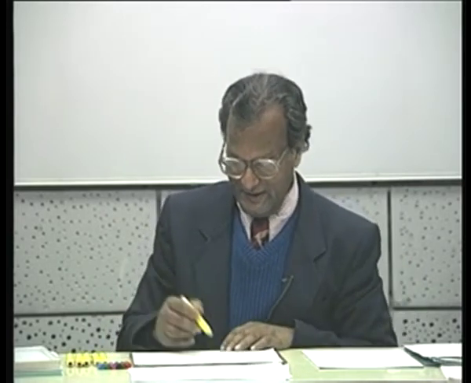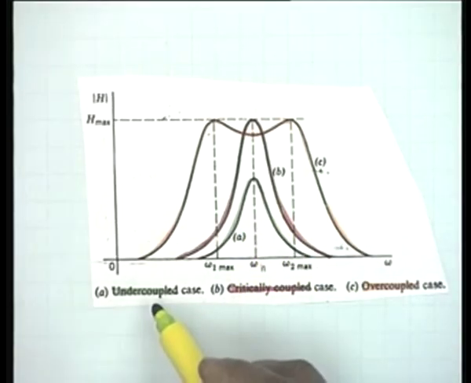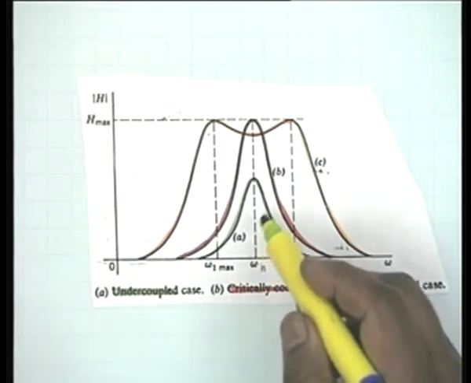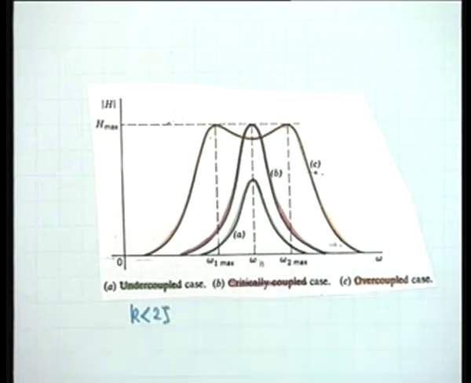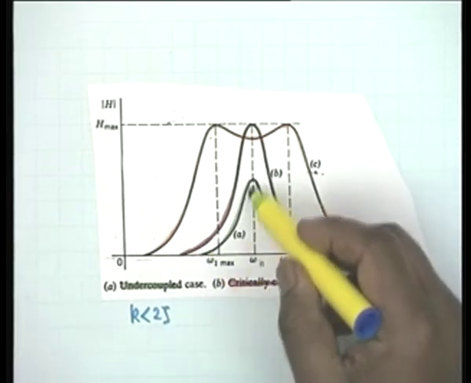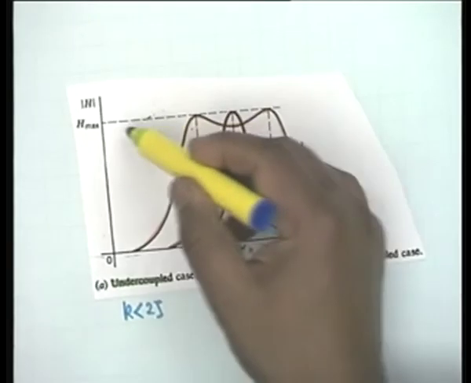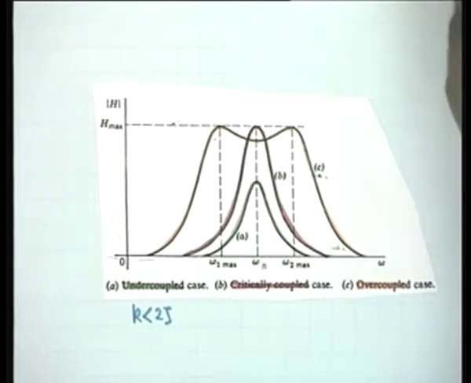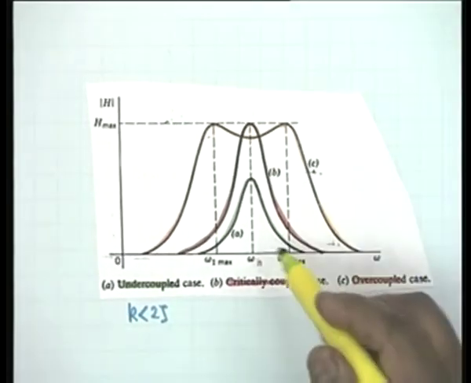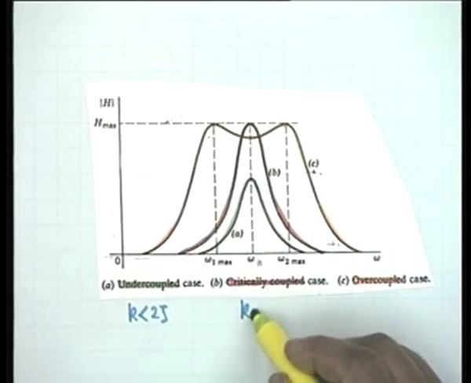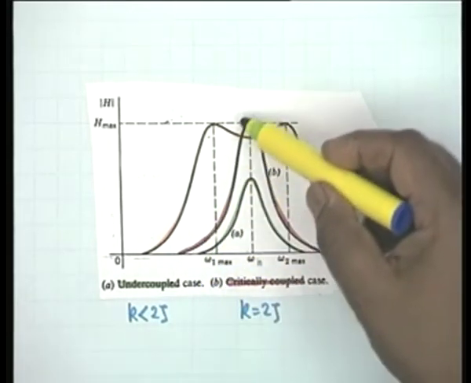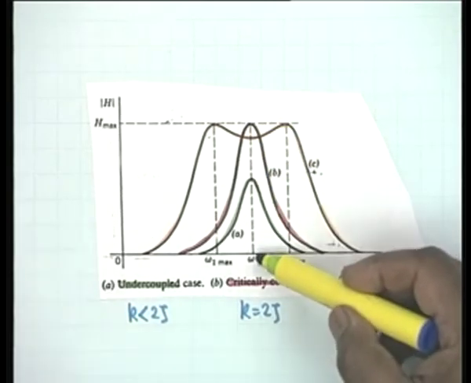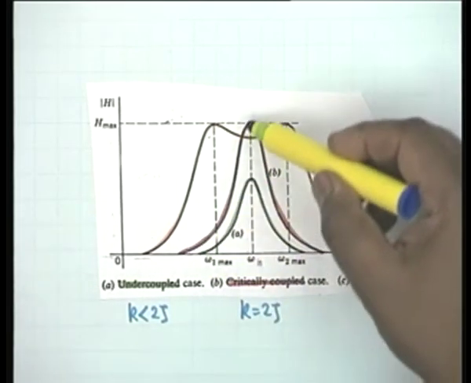Okay, the green here is the undercoupled case. Undercoupled means K less than 2 zeta. It reaches a maximum, but this maximum is not quite H max, which can be achieved. On the other hand, when K equals 2 zeta, that is the critically coupled case, the maximum value occurs again at omega n, but it reaches the highest possible value.